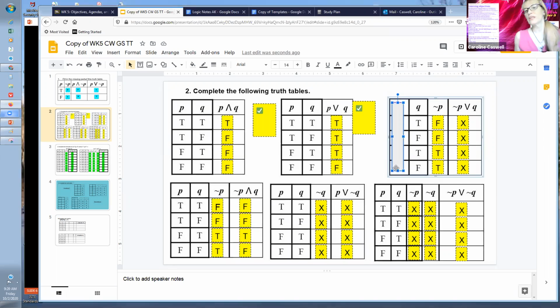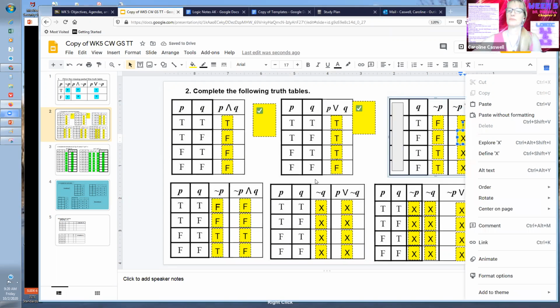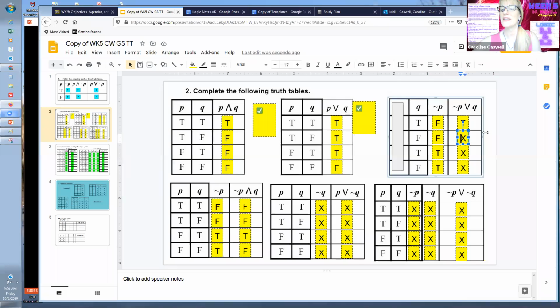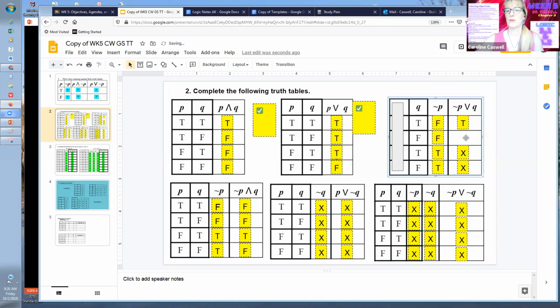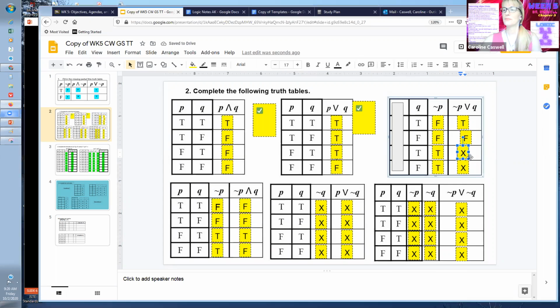So we're looking for true, false. What happens when you have or for true, false? What do you get? That's true. What happens when you have false, false? It is false. It's the only time we have false. Oh, I had deleted it. Sorry. How about true, true? True. How about false, true? True. Good.